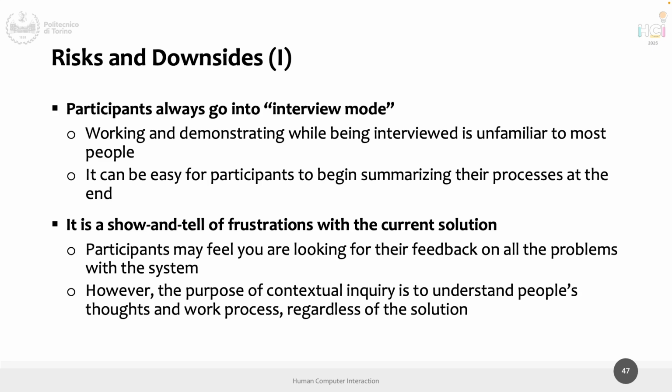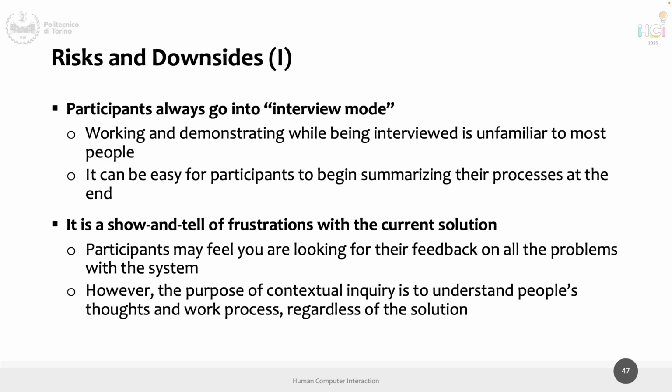So risk and downside. Contextual inquiry is a more advanced technique with respect to interviews and observation. So it has some risk. One risk is that people go into interview mode. So they are just answering questions instead of doing the actual thing. Sometimes, like before when I said, if I ask you things about Politecnico, you will give me negative things first. It's the same. It could be a show and tell of things that don't work instead of the actual process.